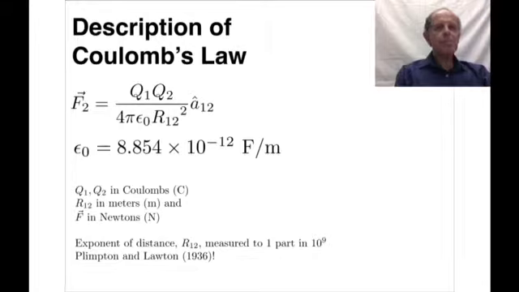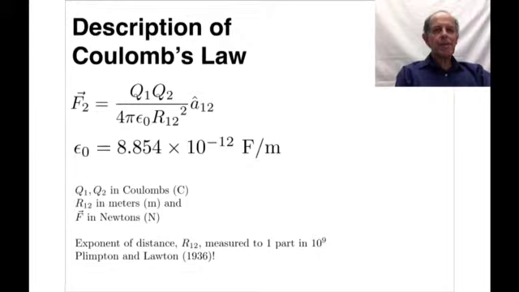In the description of Coulomb's law, we're still missing one term, that's epsilon naught, and epsilon naught has been measured very carefully as shown in the slide. The other thing that's interesting is the exponent of the distance, R12, and it's to the power of 2, measured to 1 part in 10 to the 9 by Plimpton and Lawton in 1936.